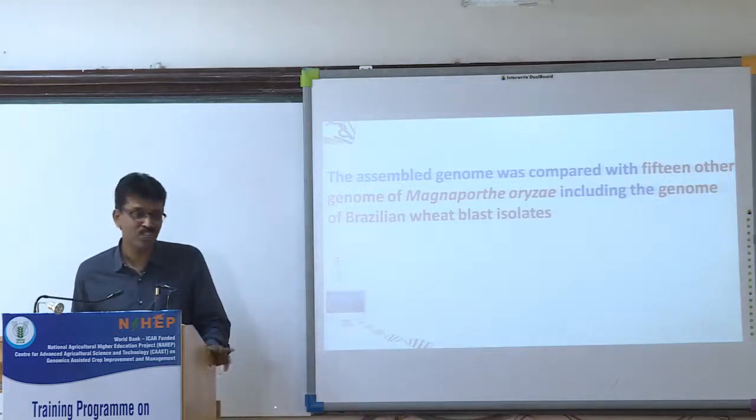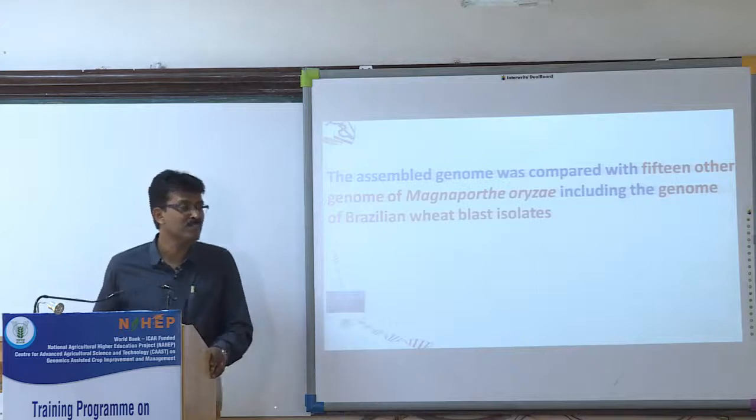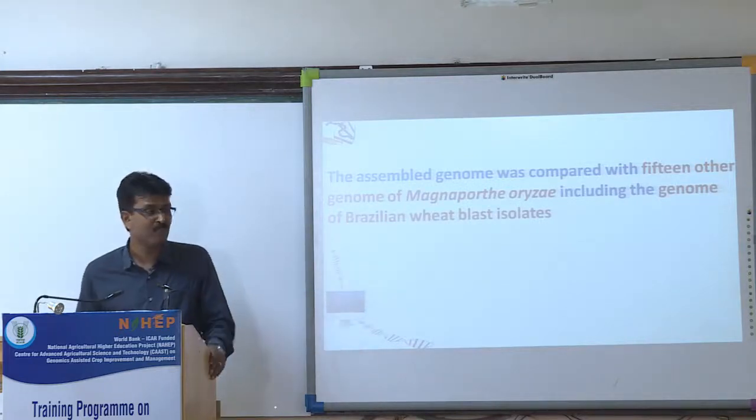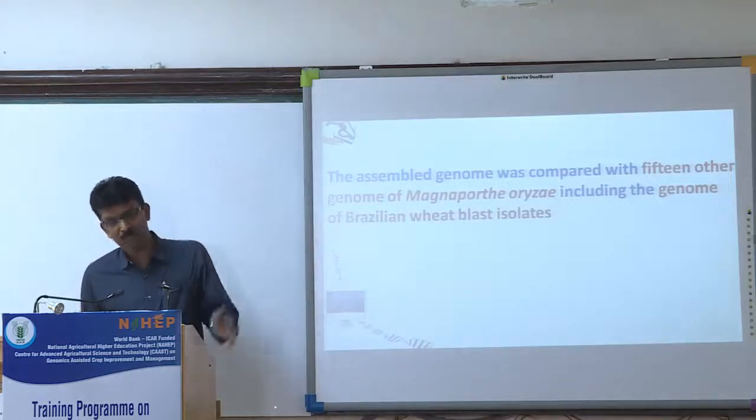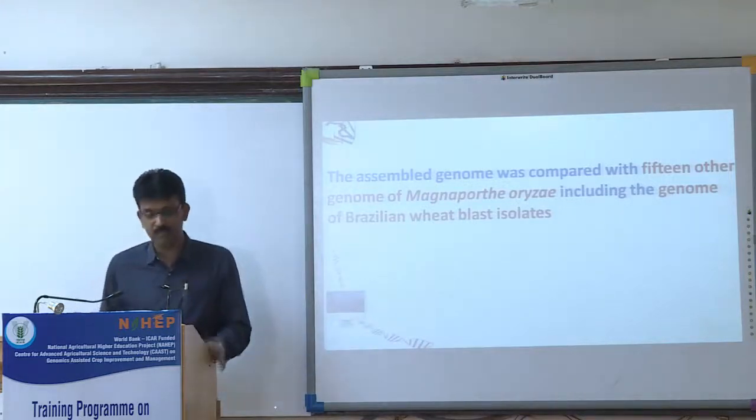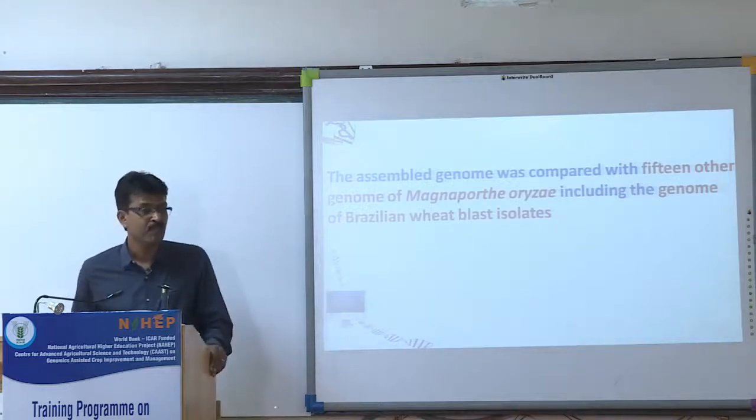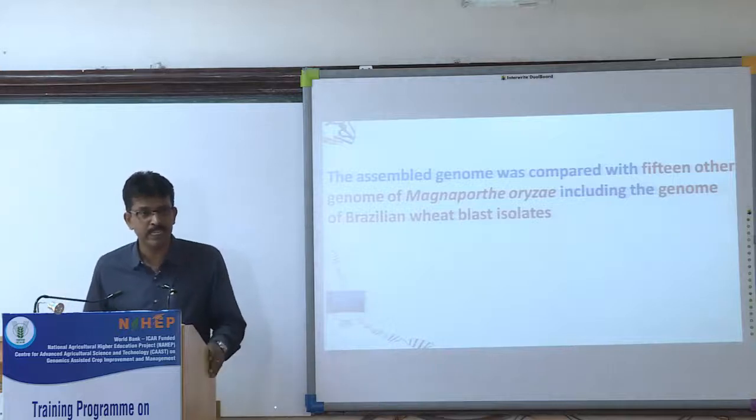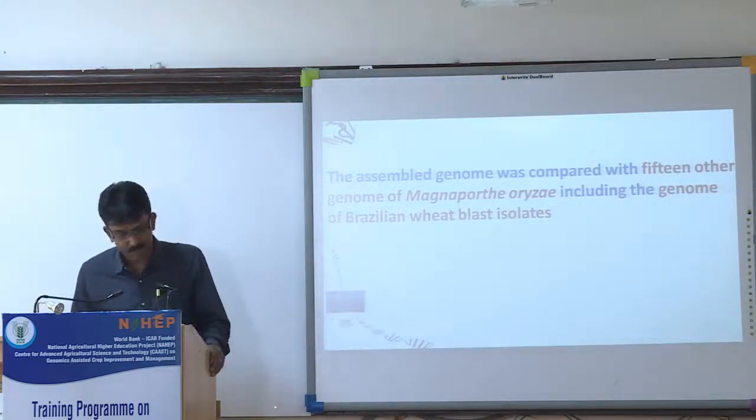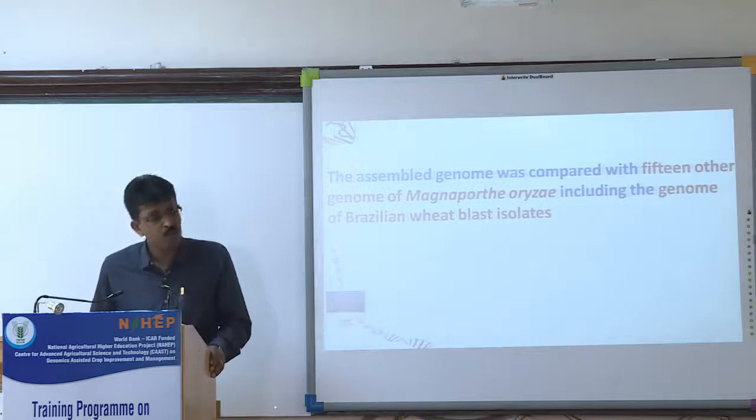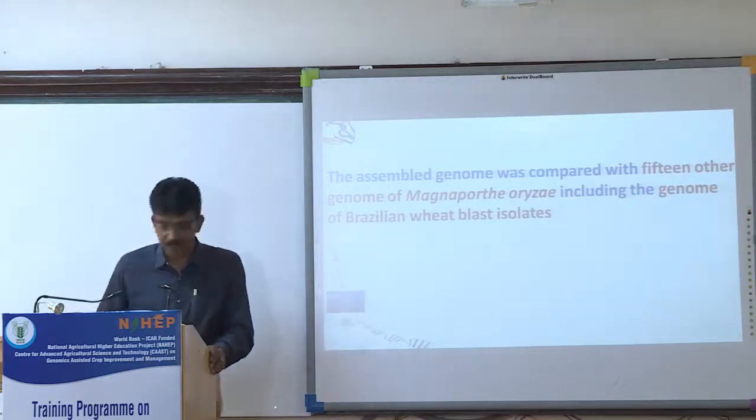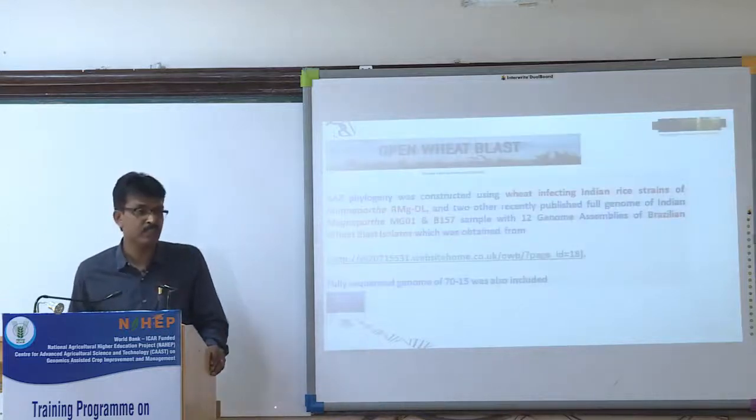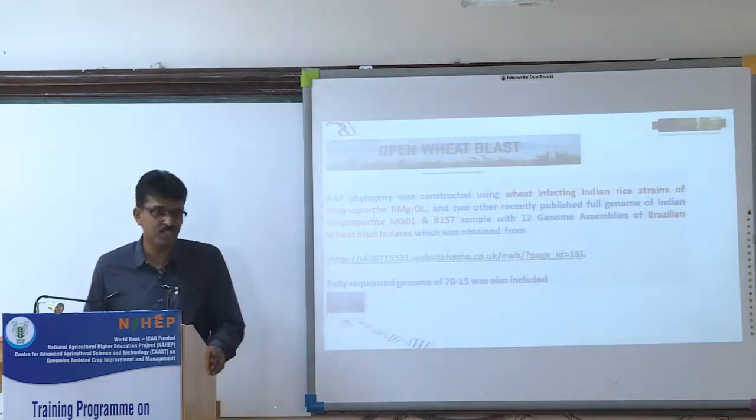This is one of the challenges. High quality assembly means a draft genome with a smaller number of contigs. So at that point of time, in 2017, we could find around 15 genomes with decent statistics, what you call a good data set. We took all of them on board, including the genome of the Brazilian wheat blast isolates. This is again the field pathogenomics I talked about.